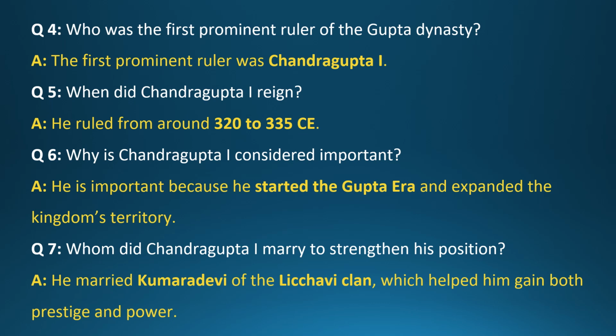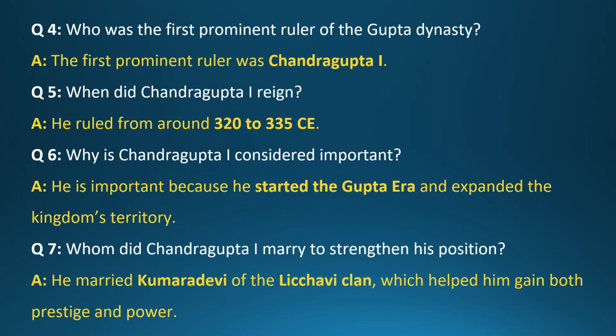Question 5. When did Chandragupta I reign? Answer. He ruled from around 320 to 335 CE. Question 6. Why is Chandragupta I considered important? Answer. He is important because he started the Gupta era and expanded the kingdom's territory.